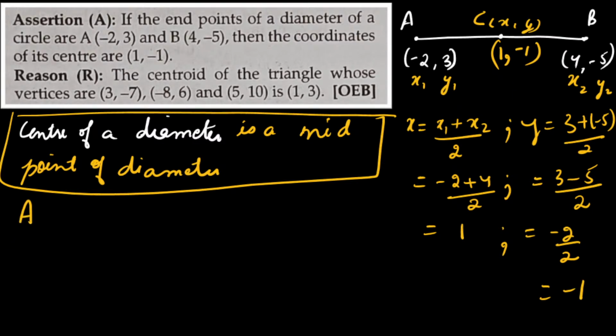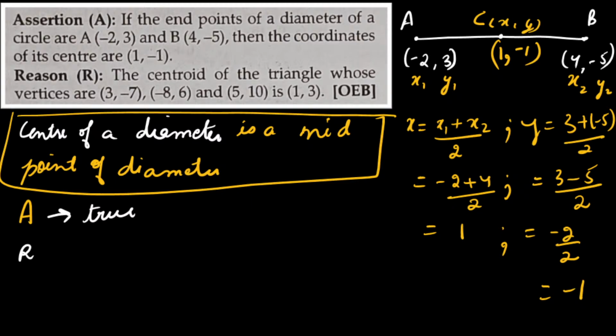Which is given to us also. So those are the coordinates they have given. If A and B are the endpoints, then the coordinates of the center are (1, -1). So the same we have gotten here. That means A is true. A is true. Let's check for R.